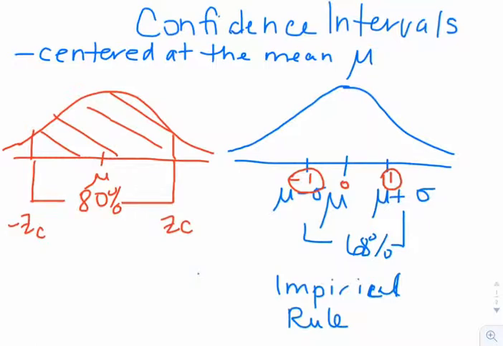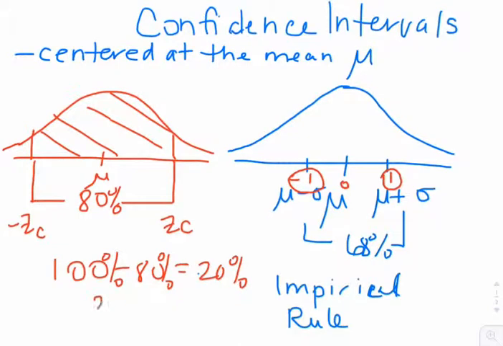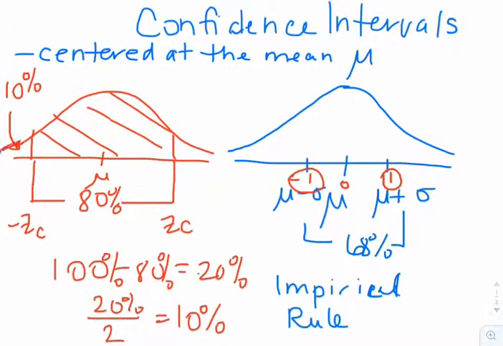Well, if this is 80% of the data, what we are not counting is 20% of the data. So the 20% that is not being counted must be at the two tails of the table. And since it's symmetrical, each of the tails must be half of that. So 20% divided by 2 is 10%. So each of these tails has 10%. So for example, this tail has 10% of the data. So everything outside that is 10%.